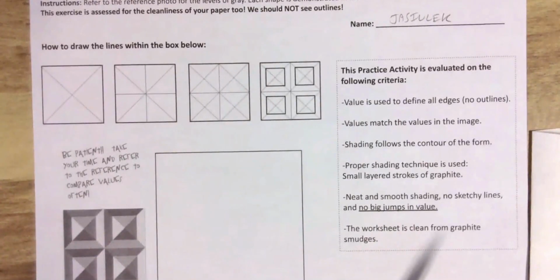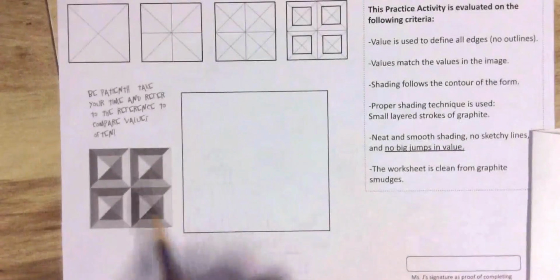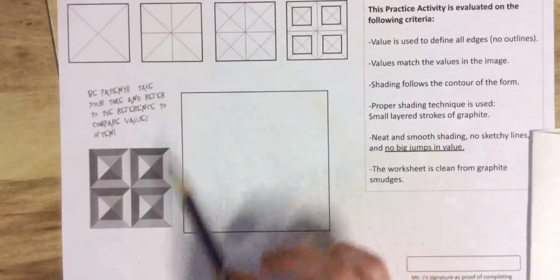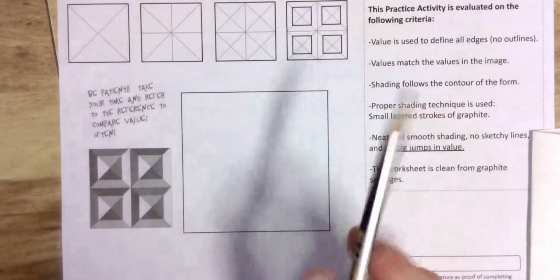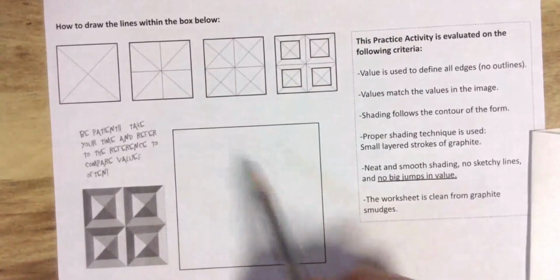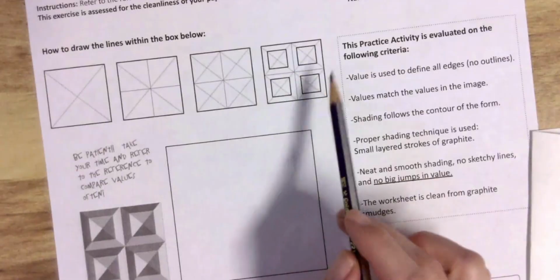So here's page 2. It's pretty much the same exercise, except now you have more areas to shade. It's a larger space, but the areas of value are going to be pretty much the same. We are going to create this shape in here. How to draw the lines within the box.